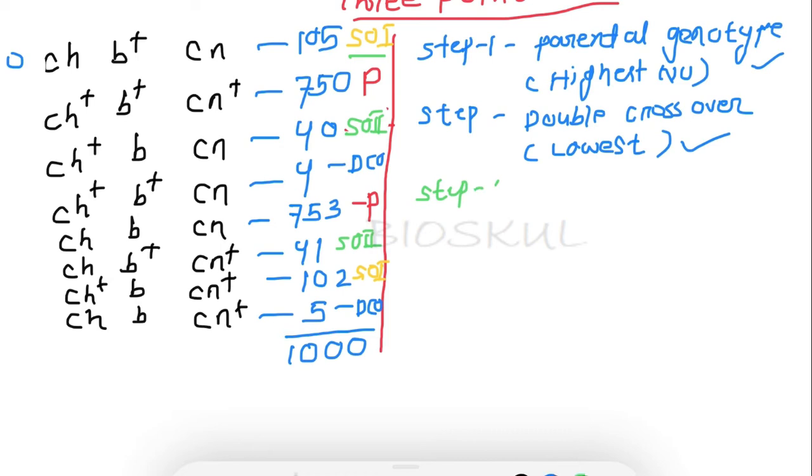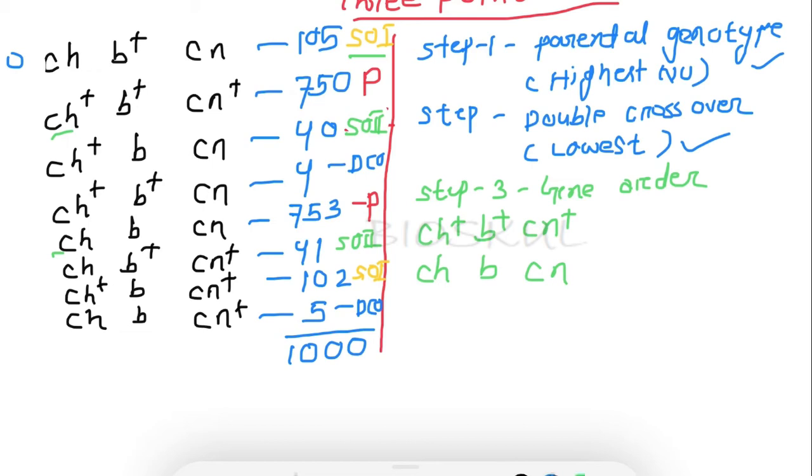Step 3 is to find out the gene order. How can we find out the gene order? To determine the gene order, we have to compare the parental genotype with the double crossover. So the parental genotype is CH plus B plus CN plus, and the other one is CH B CN. These are the parental genotypes.